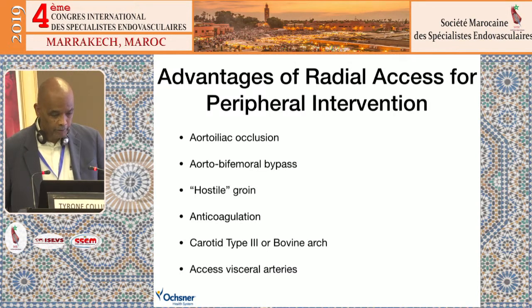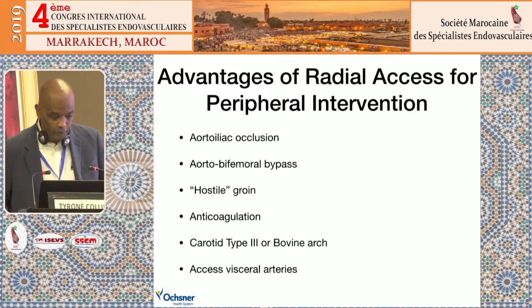The advantage of radial access for peripheral intervention is for patients that have aortoiliac occlusion, aortofem bypass, where the angulation is very acute and it makes it difficult, but not impossible, but certainly difficult to get access from the contralateral side. The hostile groin, meaning someone that has an infection, has had previous surgery, has scar tissue, or has a mass in the groin area.